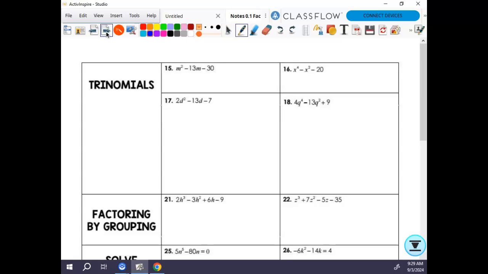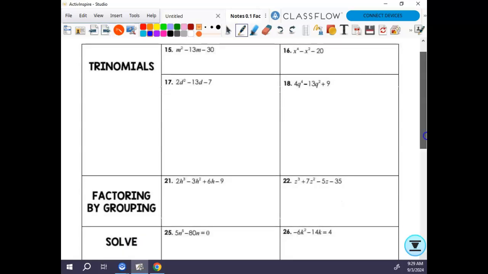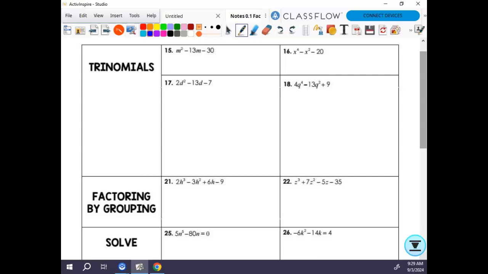All right, now we got trinomials. We're going to start off with the super easy ones, which are just factoring when a is 1. Okay, we should be able to do these in our sleep. Here's some things you want to think about. If it factors, I'm going to factor it into two binomials. Since this is m squared, this is m, and this is m.